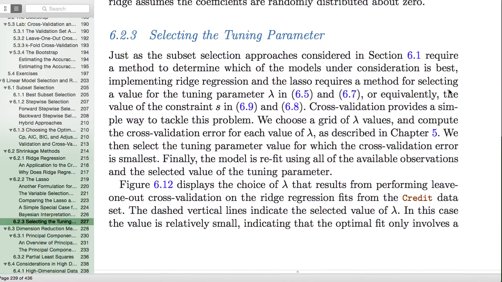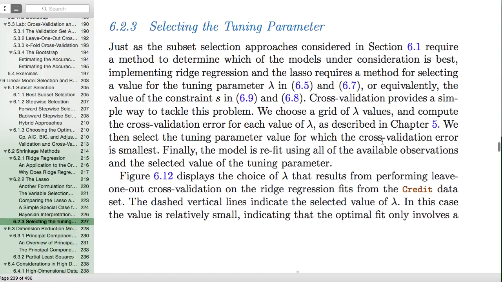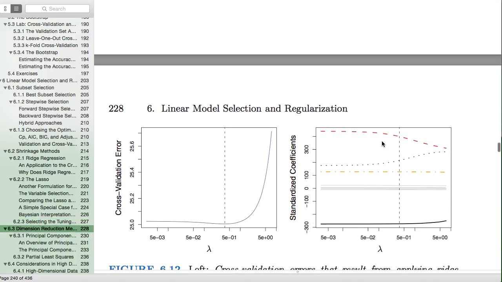But here's something that we certainly want to focus on, and luckily we've already figured out how to do it, which is selecting the tuning parameter. These are both really good techniques, and the lasso is a relatively recently promulgated technique, so they're worth doing if you can figure out the tuning parameters. And luckily cross-validation works out pretty well to find the tuning parameters.